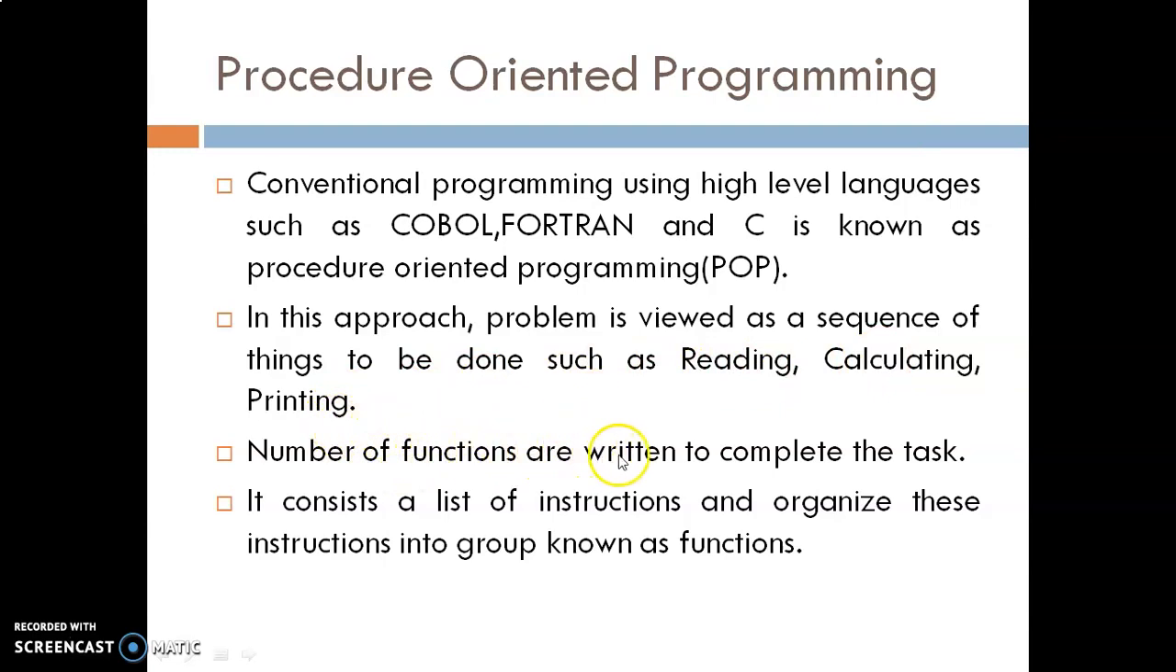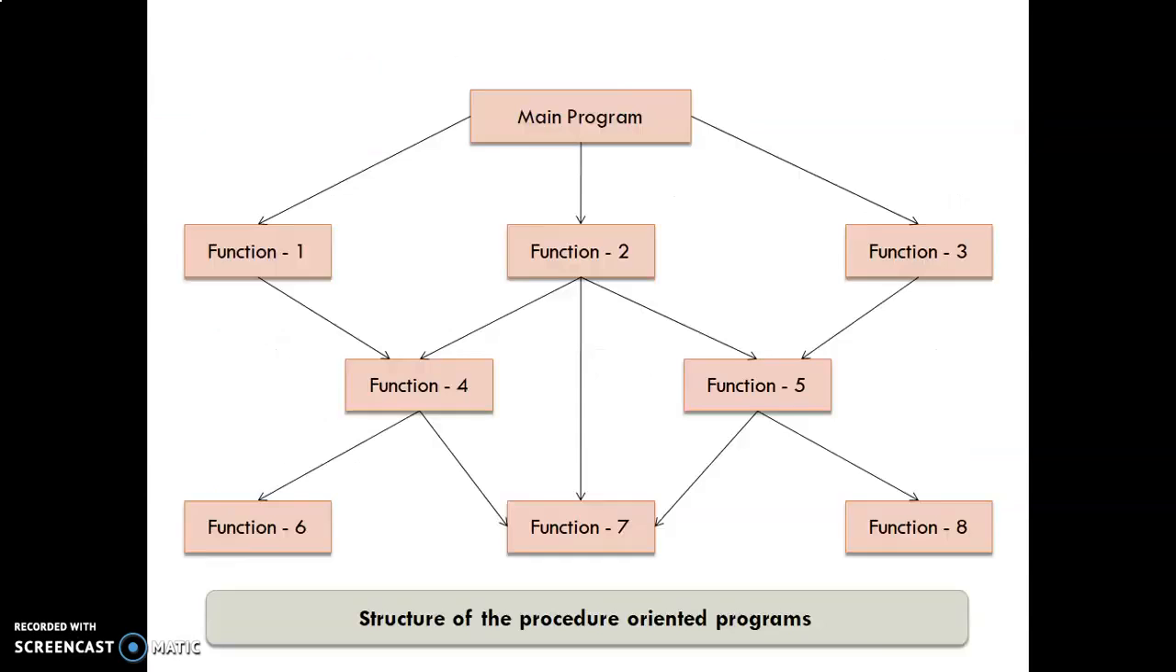Here a number of functions are written to complete the task, or whatever the aim is. For that we will have to write a number of functions. So it consists of a list of instructions. Here the instructions are clubbed and organized to form a function, and these functions are written to complete a task.